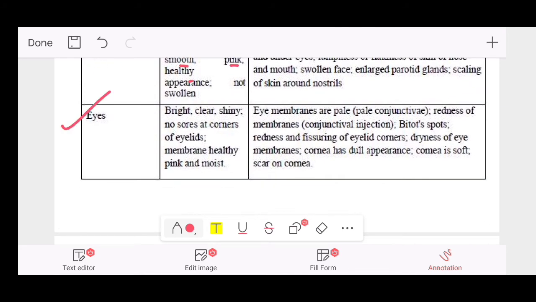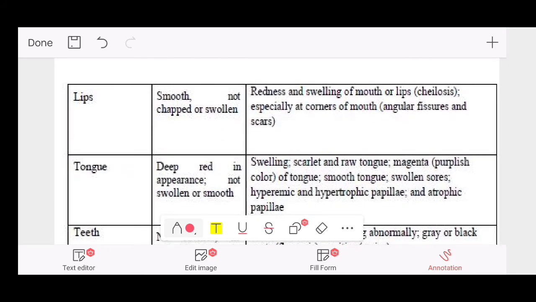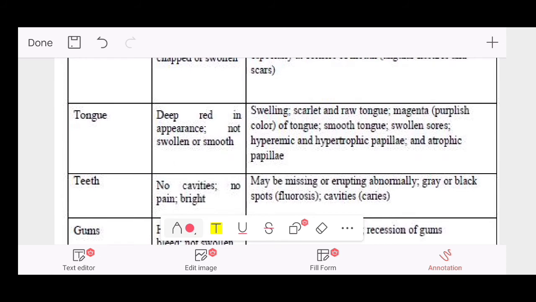Okay, eyes, bright or shiny eyes will be there in normal condition, but in case of malnutrition, the eye membranes will be pale and redness will come. For the lips, in the normal condition lips will be smooth, but in malnutrition redness or swelling can come. Tongue, in the normal condition the tongue will be deep red in appearance and not swollen, but in case of malnutrition swelling will come.